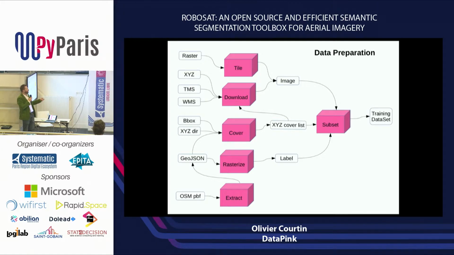So it could help us, for example, to tile a raster, to download imagery from a remote server, to extract some data from OpenStreetMap vector, and so on and so on. So the aim is, at the end, to be able to create a training data set quite easily and without too much pain in the process, to really be able to focus on the main interesting part. So it's just a way to help you to do it quickly.